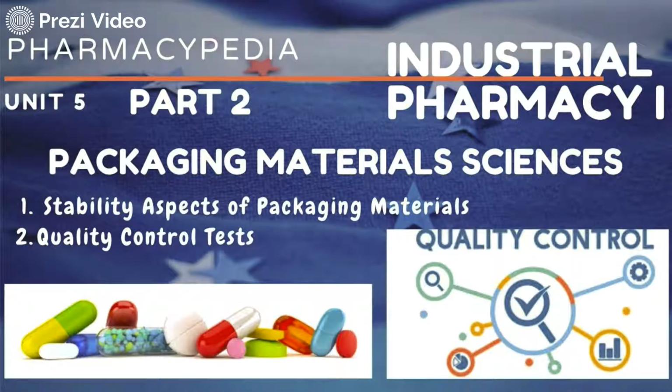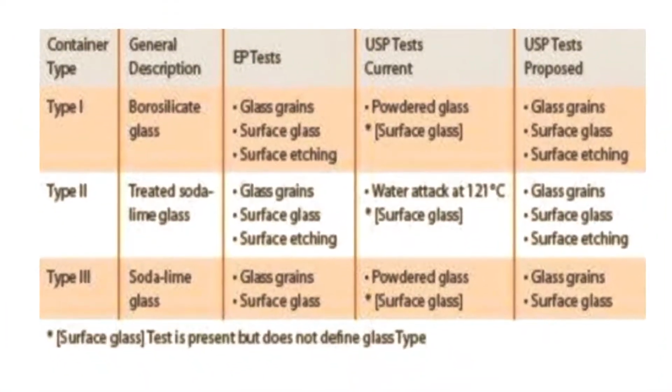In this session, we are going to discuss part 2 of packaging material sciences. We are going to discuss the stability aspects of the packaging materials and the quality control tests for the drug products and the packaging material. When we talk about different pharmaceutical products, we have seen that three types of containers are being used. The first is glass containers, second is plastic containers, and third is metal containers.